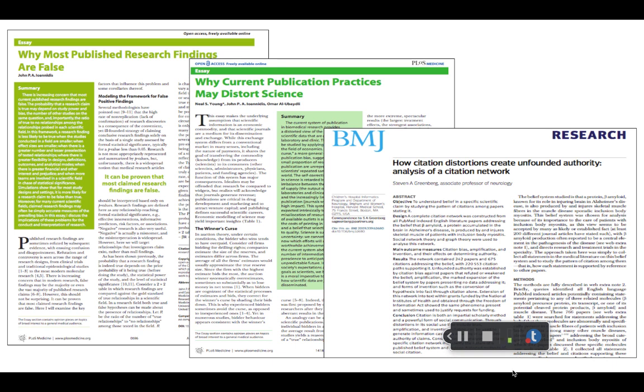And the third article, one of my all-time favorite studies by Greenberg, published in 2009, shows how citation networks create an unfounded sense of authority. Greenberg shows that as researchers cite previous studies, biases creep into the citation patterns, and researchers tend to cite only the research that supports what they think they already know.